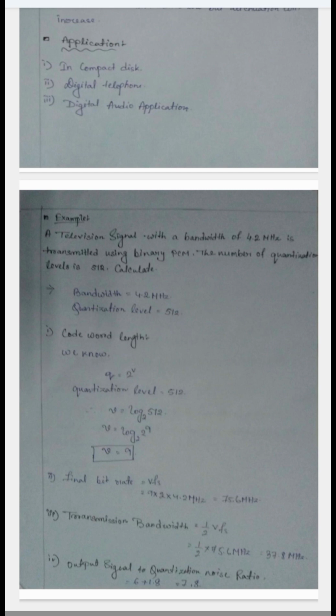Here the given bandwidth is 4.2 megahertz and the quantization level is 512. So for the code word length, using the formula q equals 2 to the power v, we get the code word length v equals 9. The final bit rate, by using the formula v into fs, we get 75.6 megahertz. The transmission bandwidth, by the formula half of v into fs, we get 37.8 megahertz. And lastly, the output signal to quantization noise ratio, by the formula SQNR in dB equals 6v plus 1.8, we get 55.8.